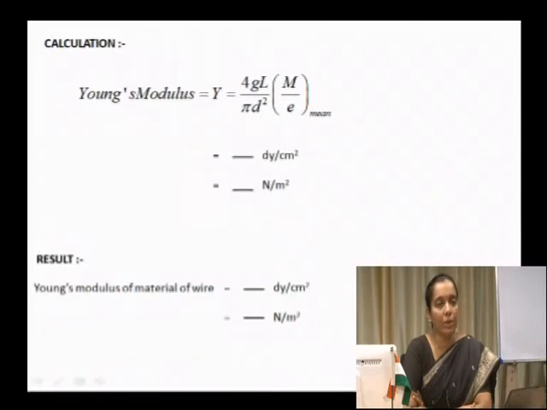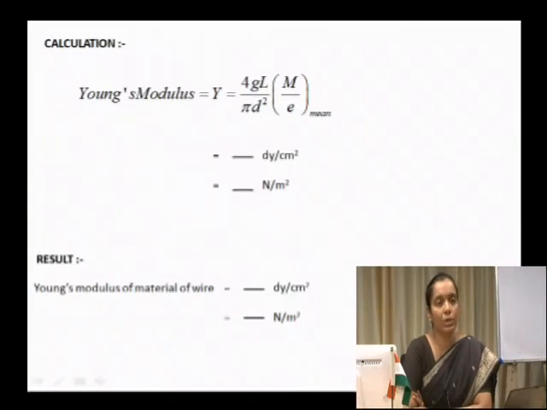D is the diameter of the wire, pi is 22 by 7, and M is the load for which we are calculating the extension. As I told, we calculate for a constant load of 1500 grams. What will be the extension? So, M will be 1500 grams or 1.5 kgs if we substitute in SI units, and the extension of the wire is calculated from the tabular column, substituted, and we calculate the Young's modulus.